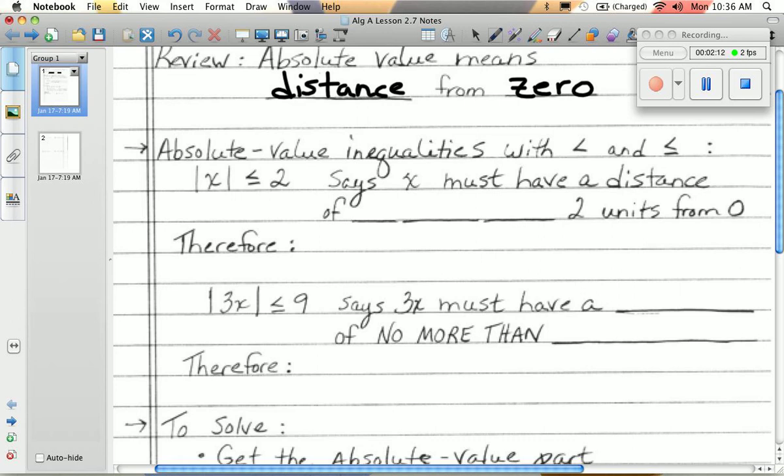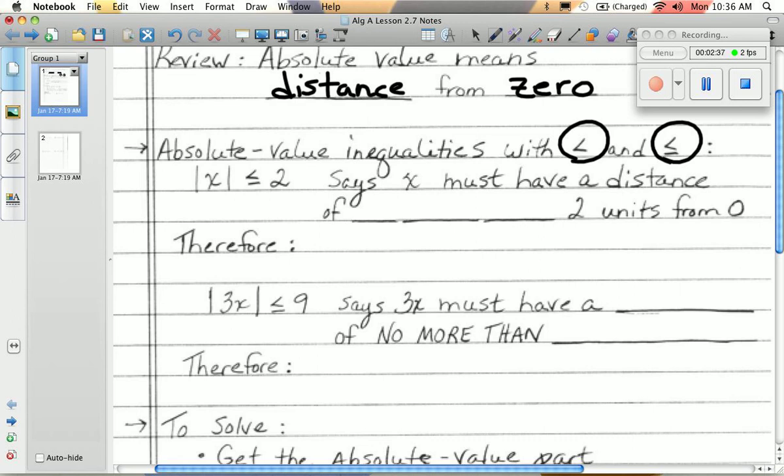Absolute value inequalities with, what does this symbol say? Less than. And what does this one say? Less than or equal to. Just those two symbols. We know there are other inequality symbols. Today we're just going to talk about when it is less than or less than or equal to. So here we have the absolute value of x is less than or equal to 2.